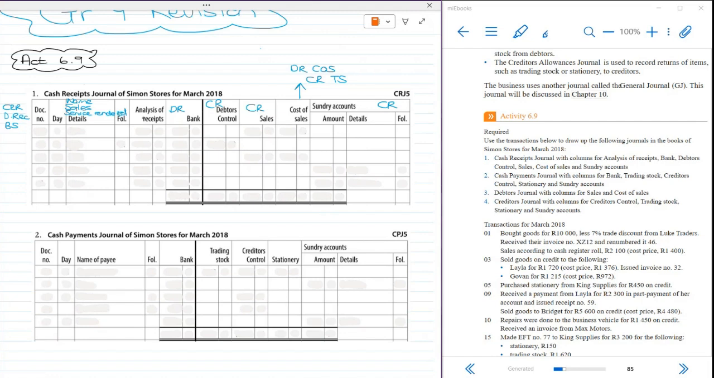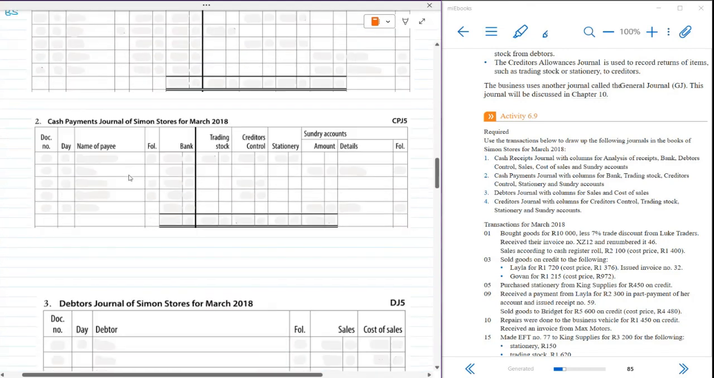Then for my analysis of receipt. For the analysis of receipt, I like to refer to this column as being my till. Okay, meaning will I receive the money in my hand to put in my register, my till? If so, I need to write in the analysis of receipt column. Only at the end of the day, we will take all the money in the till and then we bank it. We don't bank the money after each transaction, only at the end of the day. Okay. That is my notes on my CRJ.